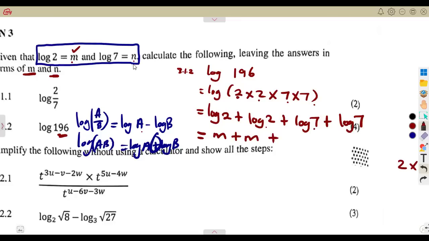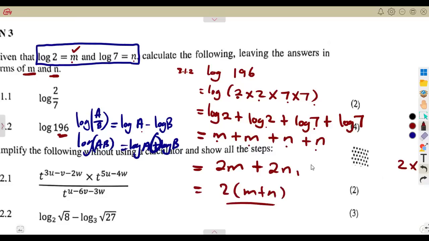Plus log 7, it's n. So let's add m plus m. That's 2m, plus n plus n, that's 2n. So this is what you're going to have in terms of m and n. You can even factor out the 2. It's in your hands, it's up to you. You can even leave it at this stage. It's one and the same thing. That is what we had.